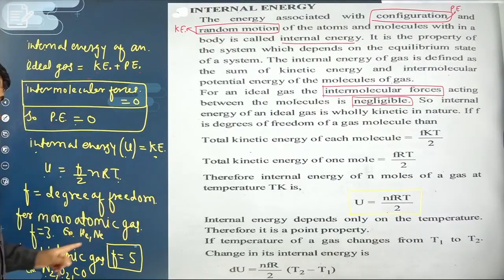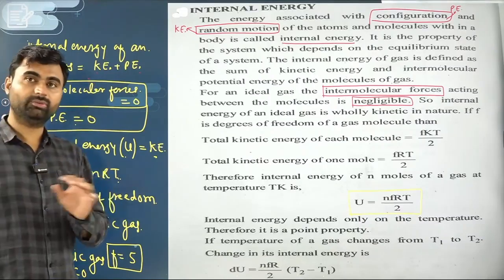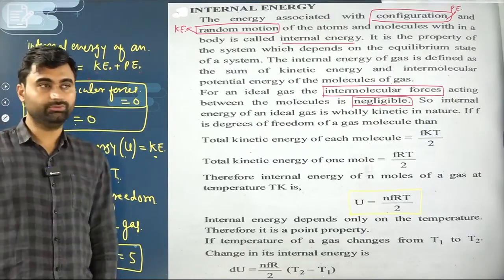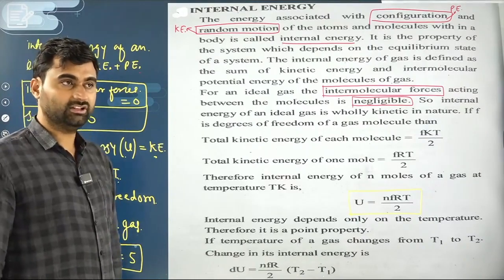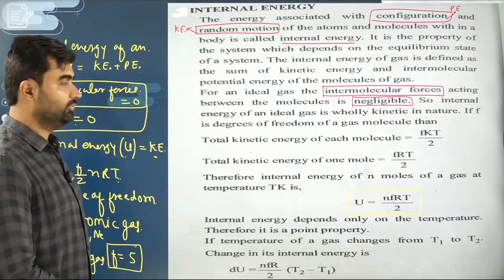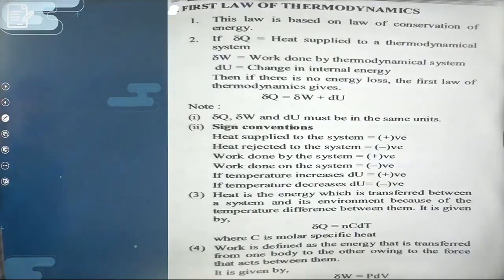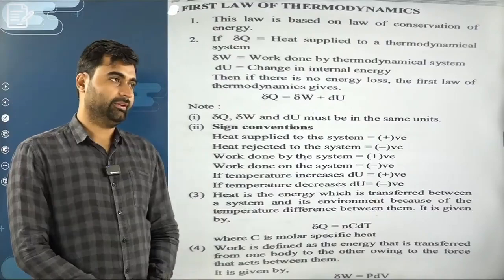This F, degree of freedom, I explained, it is new for you, but remember only this point, that for monatomic gas F equal to 3 and for diatomic gas F equal to 5. Clear? Understood? Okay friends, so we understood today about internal energy also. Now next point, first law of thermodynamics.